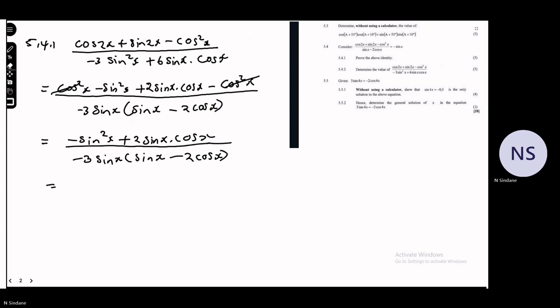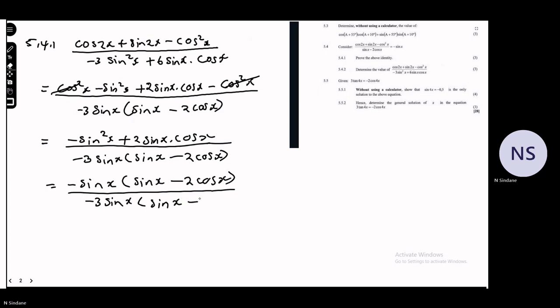Then lastly, we can take out a common factor there, which is actually negative sine. So negative sine x into sine x minus 2 cos x over negative 3 sine x into sine x minus 2 cos x. This and this will cancel, sine and sine will cancel, negative and negative will cancel. We'll have 1 over 3 as our solution. That is our solution. Okay, let's see the next question.